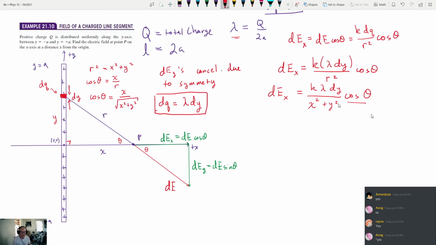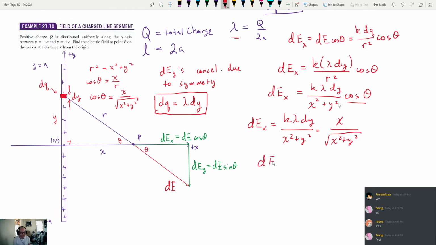So we plug that in here, and so now we're going to get dEx is equal to k lambda dy over x squared plus y squared times cosine theta, which is x divided by the square root of x squared plus y squared. And now we're in business, because now there is only one variable remaining, and it's y. I know x looks like a variable, but trust me, it's a constant in this problem. And that's perfect, because now we know we can do this integral.